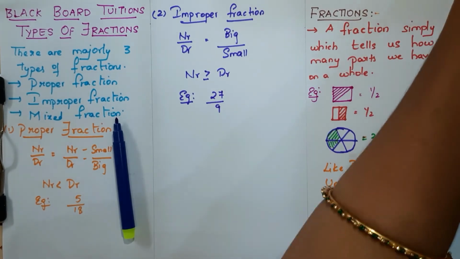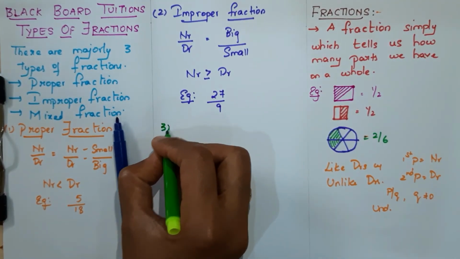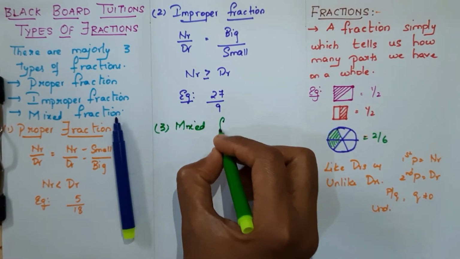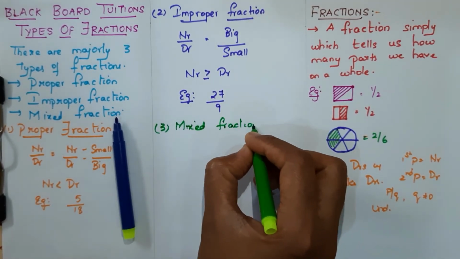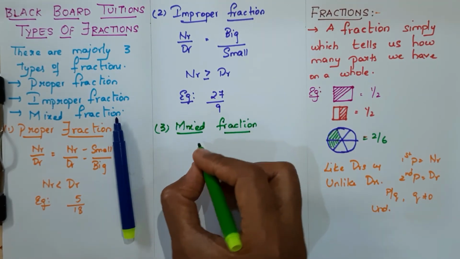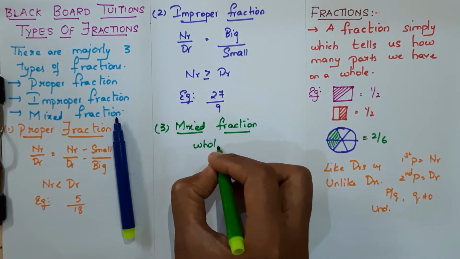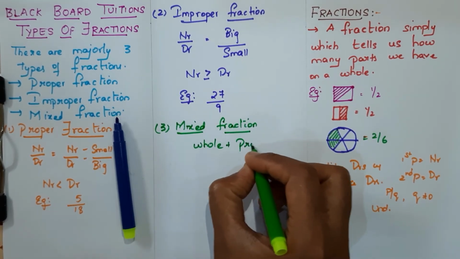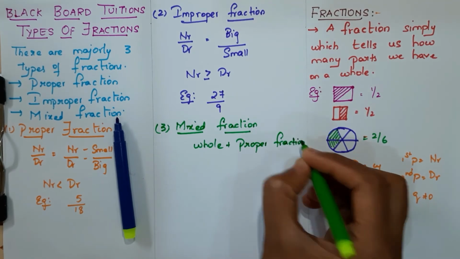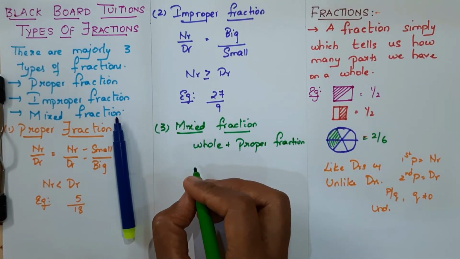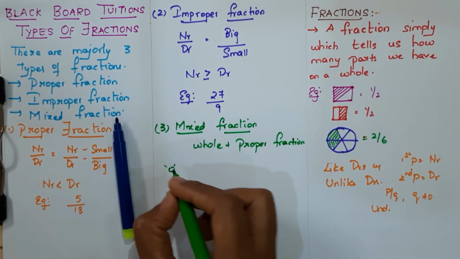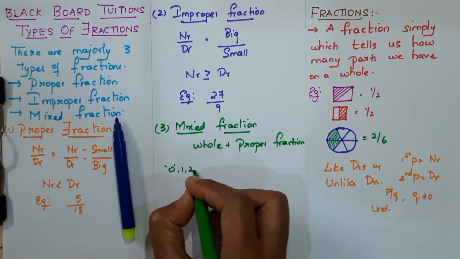And the third type of fraction is the mixed fraction. We consider a mixed fraction as a combination of a whole number plus a proper fraction. Whole numbers, as we already discussed in the previous section, start with 0, correct? 0, 1, 2, 3, and so on.